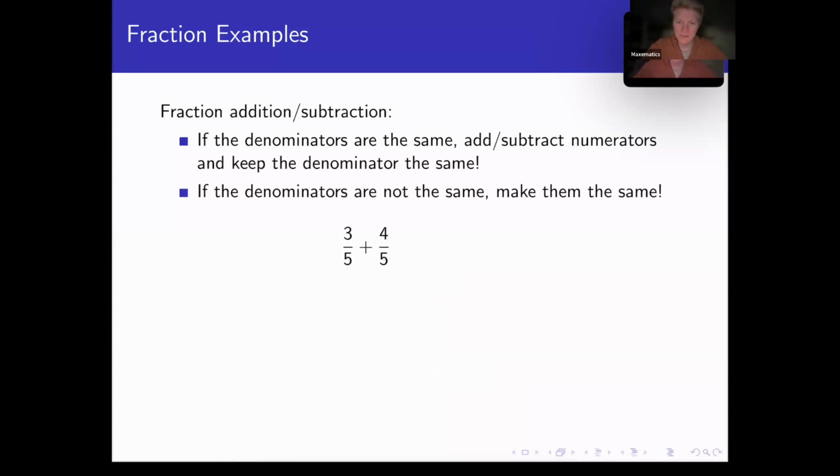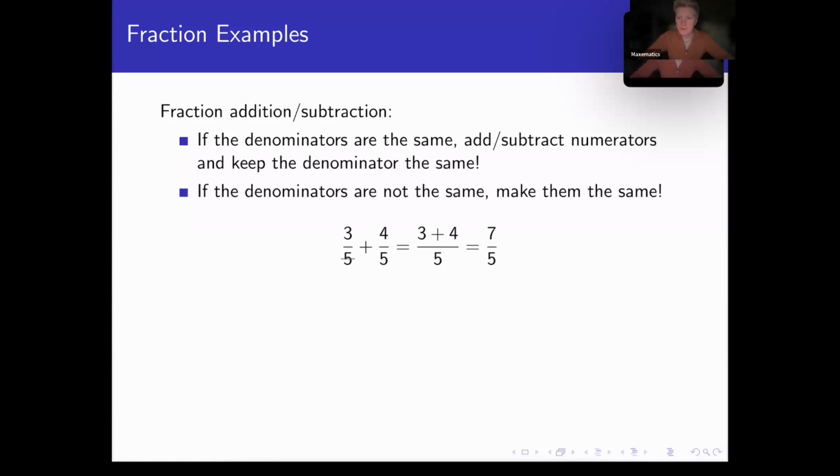3 over 5 plus 4 over 5. Well, they have the same denominator, so all we need to do is add the numerators. Add, because we are adding these things. If this was subtraction, you would subtract these things. Simple as that. But notice that we kept the denominator 5 the same. Do not also add the denominators. That would be incorrect.